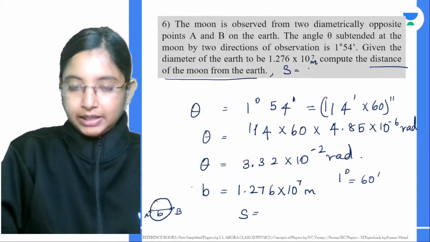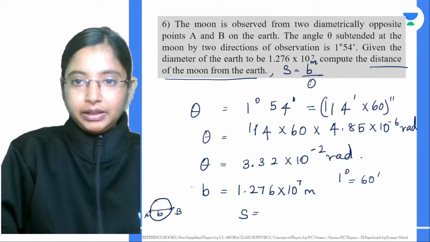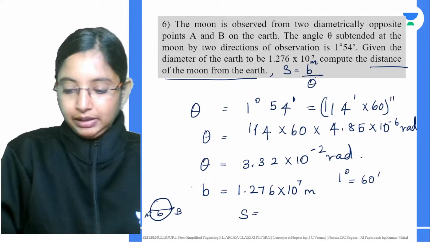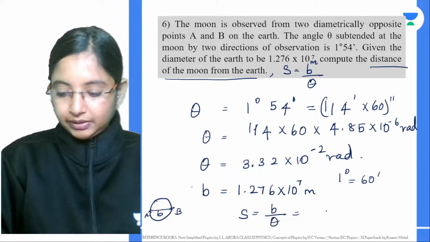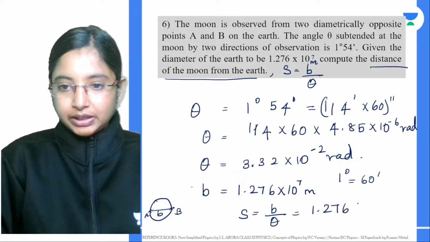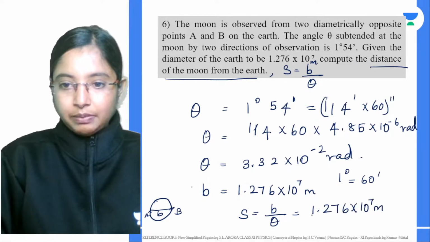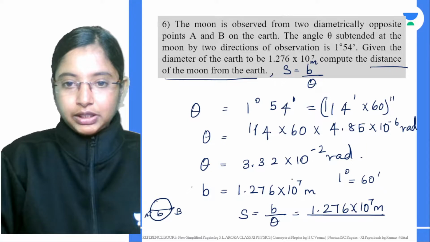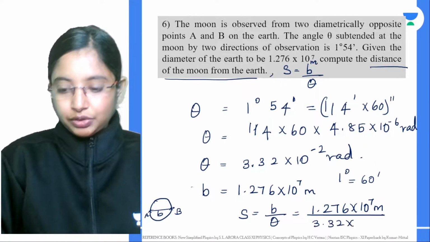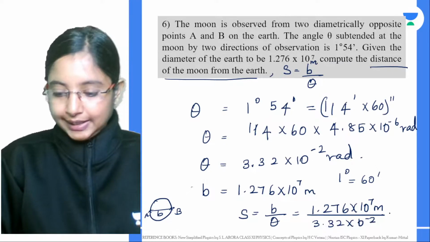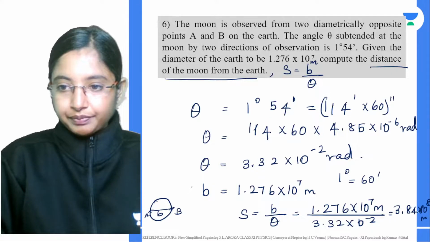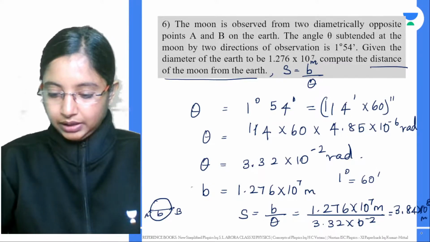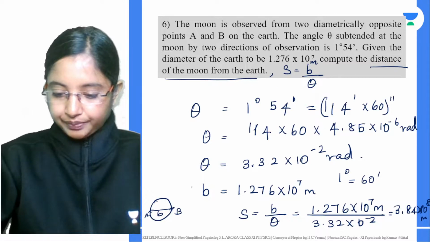This is given by S, which is the basis divided by the angle theta. The basis is 1.276 into 10 to the power of 7 meters, divided by the angle theta in radian, which is 3.32 into 10 to the power of minus 2 radian. From here, if you calculate, you will get 3.84 into 10 to the power of 8 meters. Okay, that's the answer for the question.